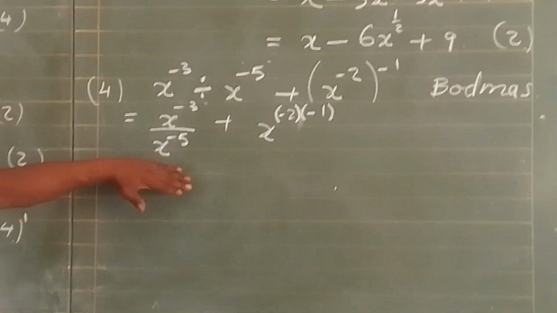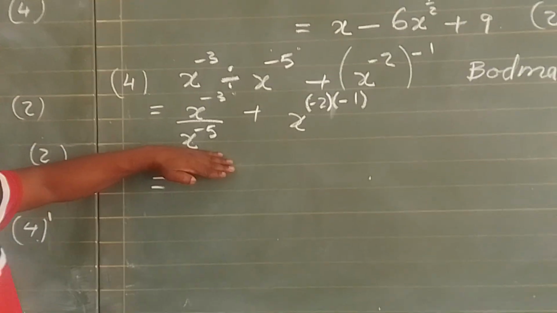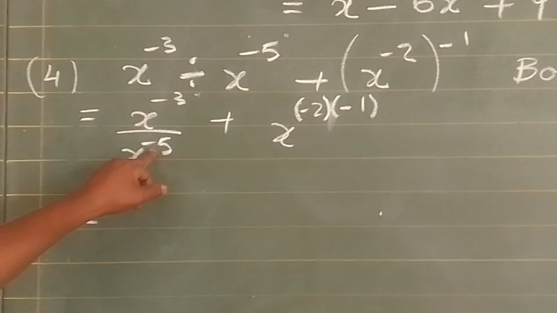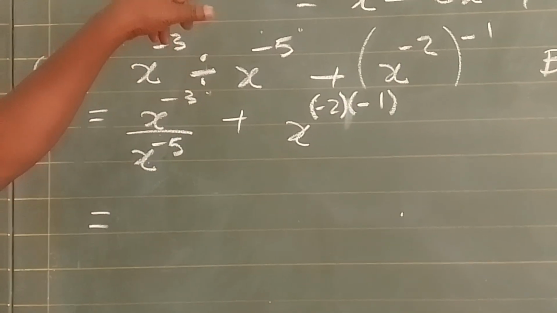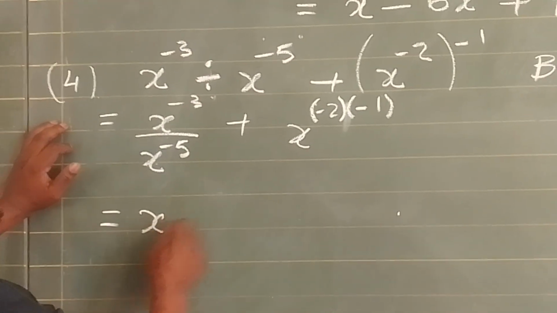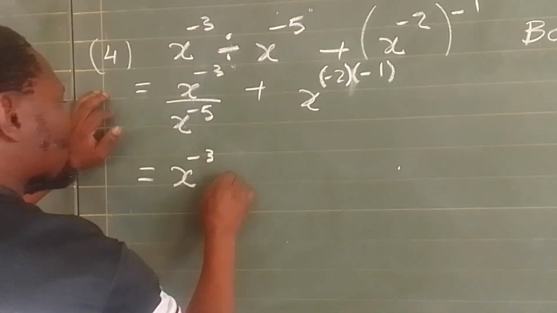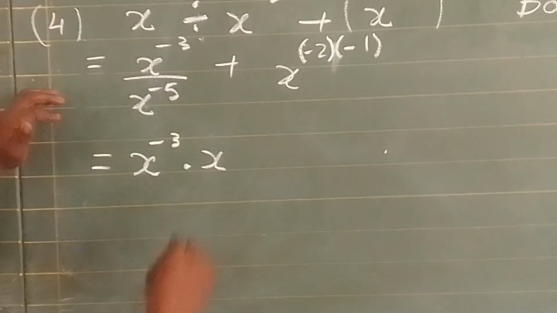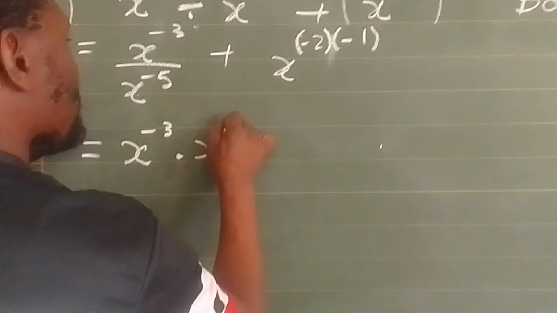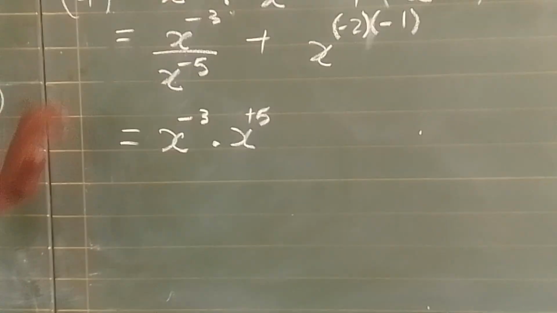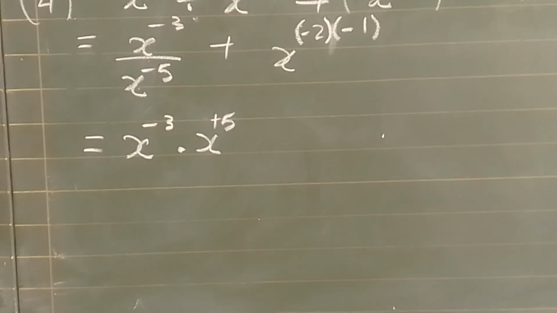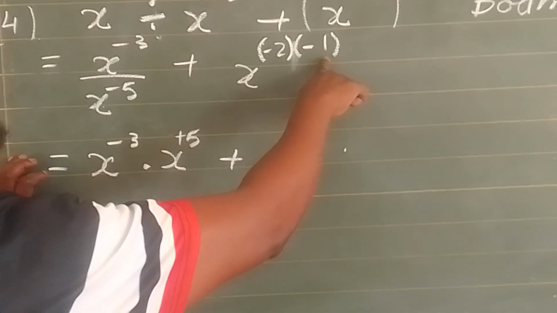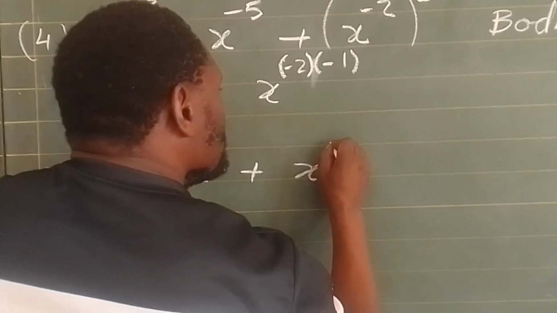As you can see, if you take the denominator up to the numerator, you change the sign. As it is negative 5, it is going to be positive 5. I will take it step by step so that you will understand what I'm talking about. This x from the denominator goes to the numerator with a positive power of x. You add that to x. Negative 2 times negative 1 is positive 2.